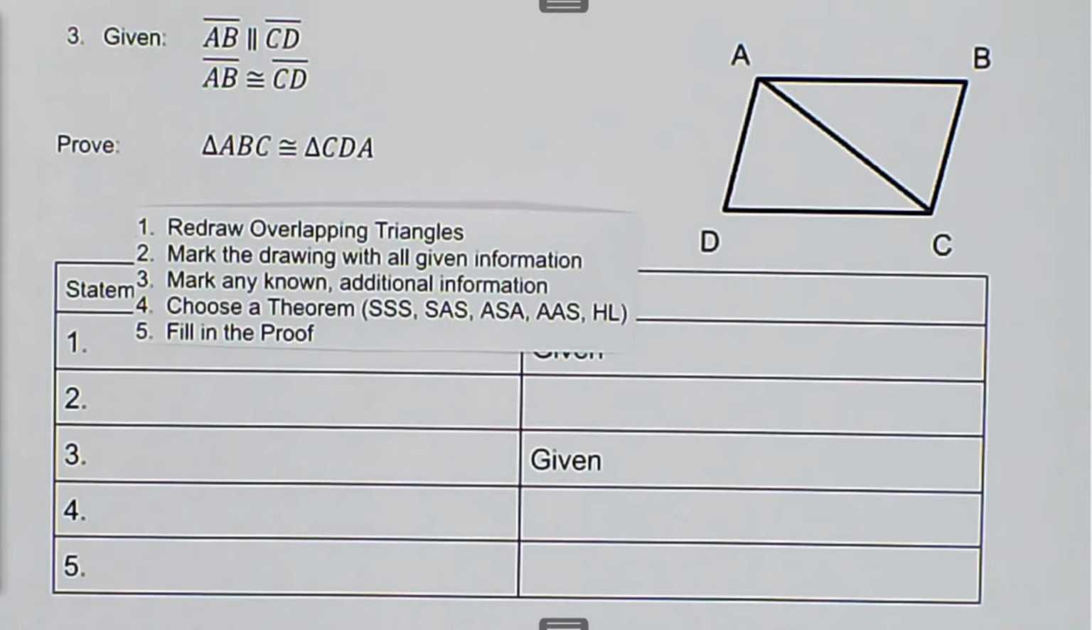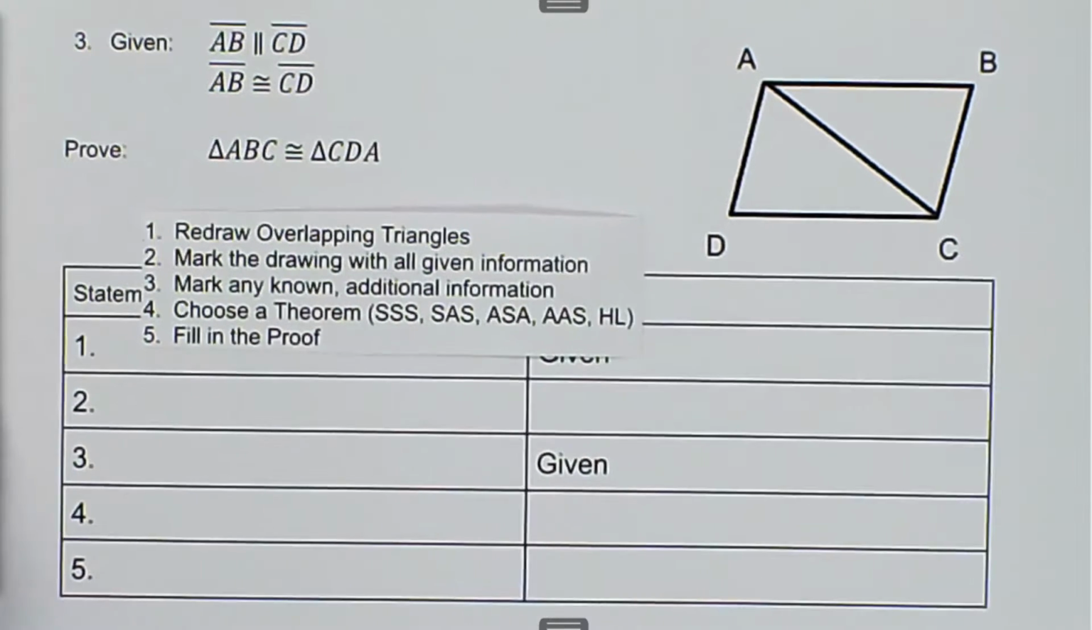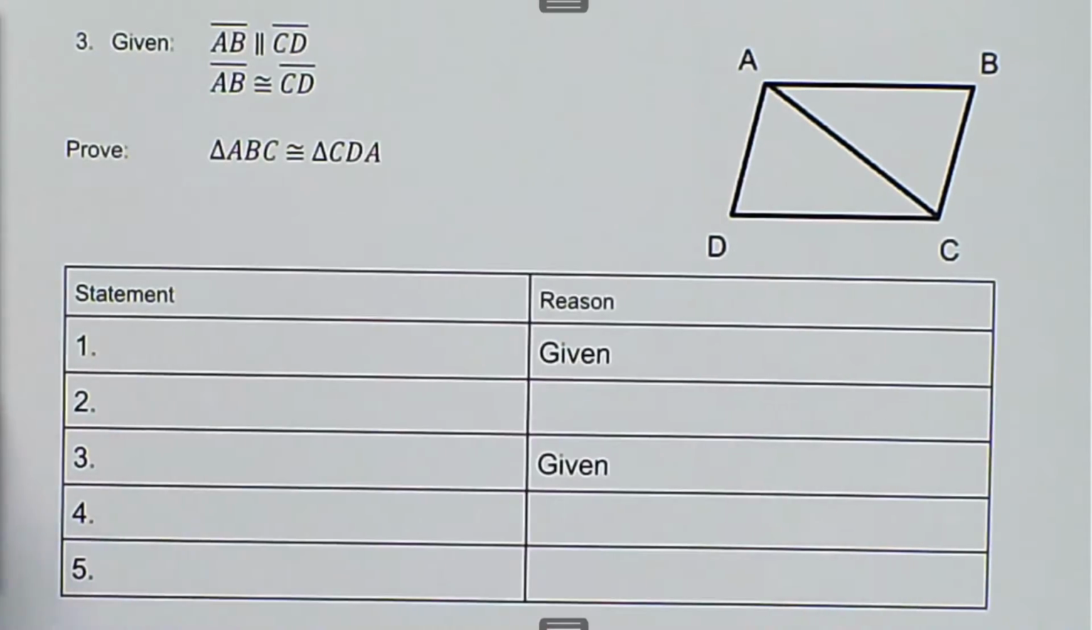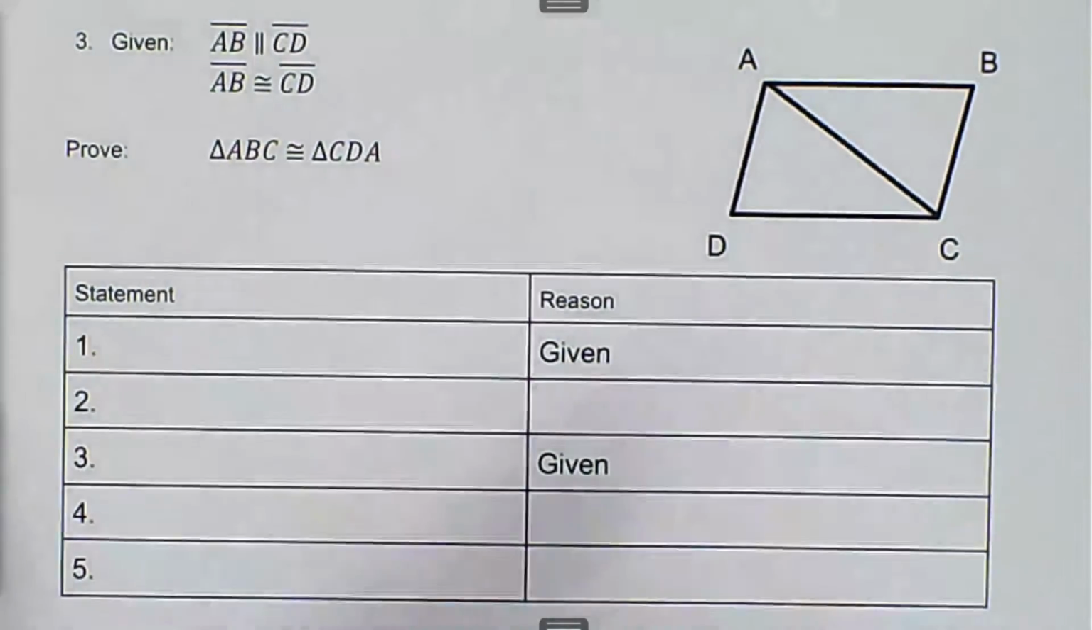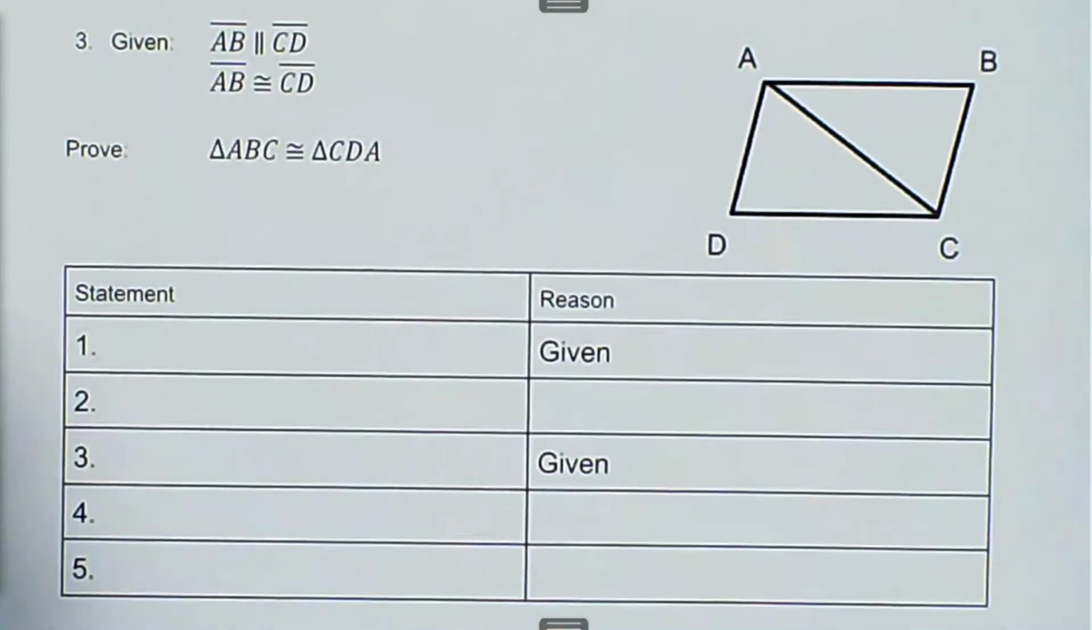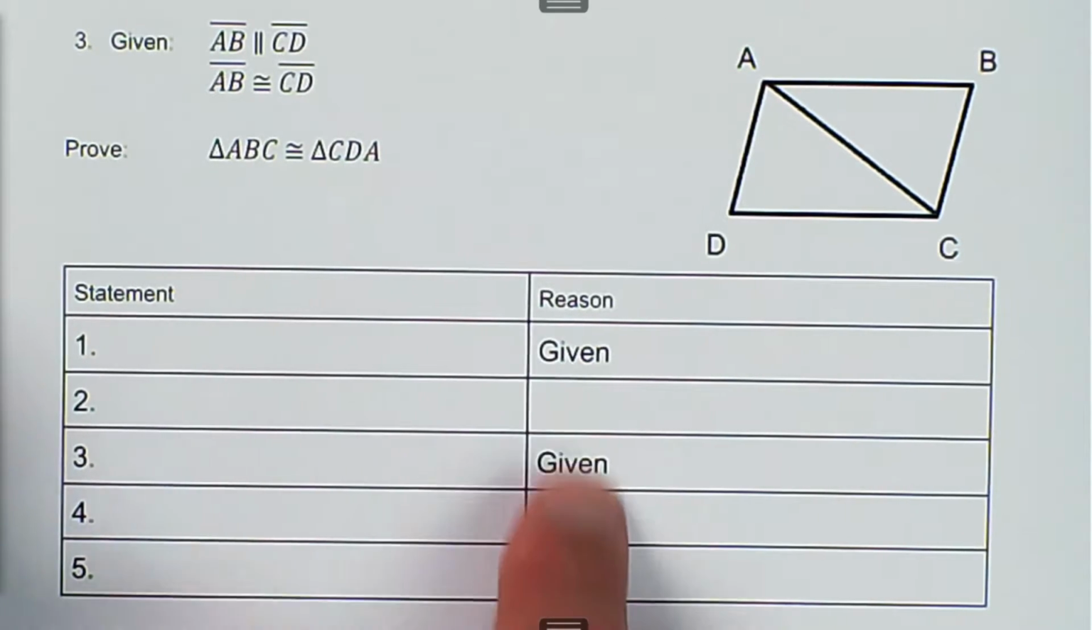We are talking about triangle congruence, and we want to prove triangles are congruent based on given information, and we want to follow these steps in order to do that. So we don't have to redraw these triangles because they're not overlapping, so we can go right into our given information. And we notice that there's some spots that are filled in already.